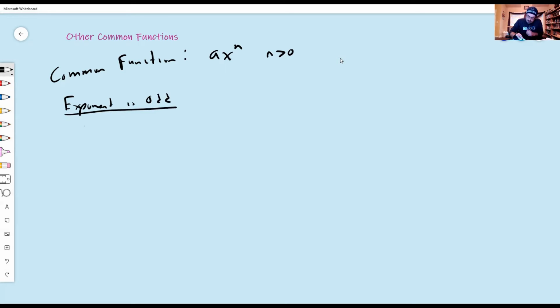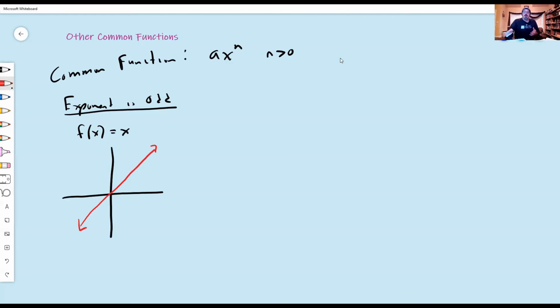Then we're going to assume that a is 1 for now. If we look at f of x equals x, in that case the exponent is 1. This picture is just a straight line. What I make note of is that when x is positive over here, y is also positive. When x is negative, y is also going to be negative.